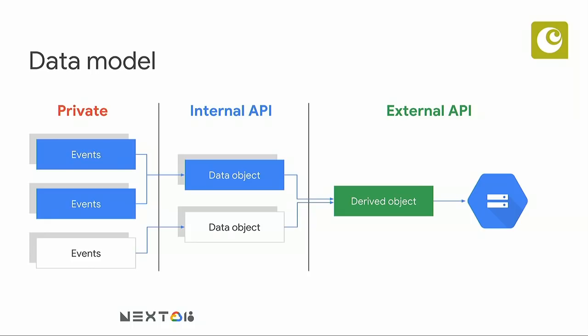So just to sum up, events are the private implementation of our data. Internal API, data objects. So this is how we are exposing the data internally. And external API, derived objects. They are also shared with retailers we work with.